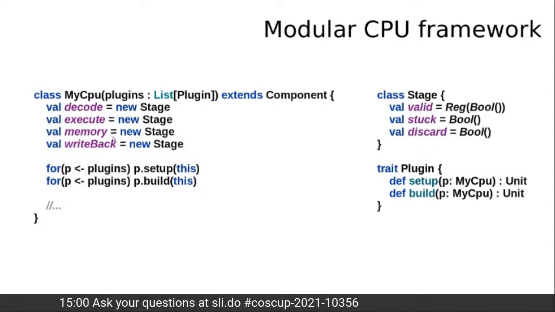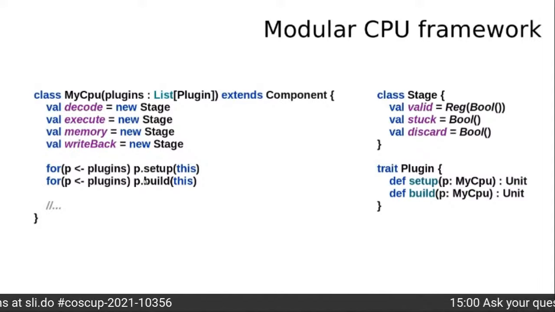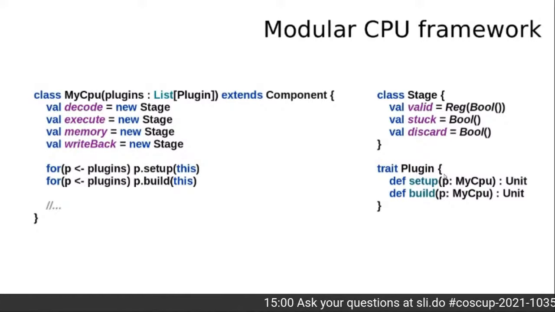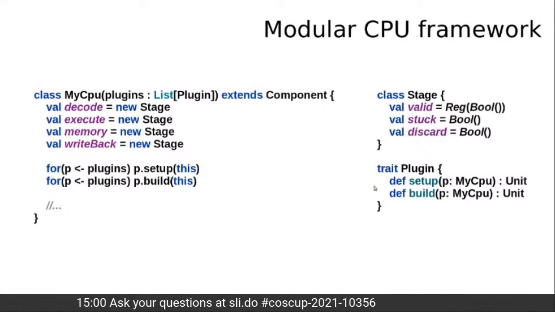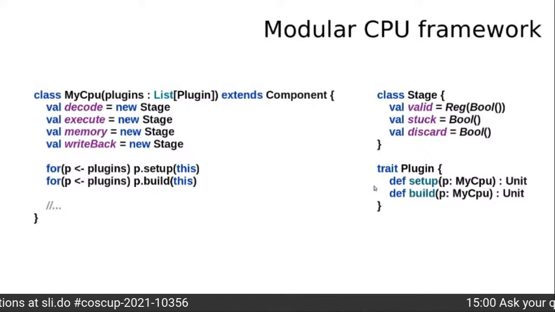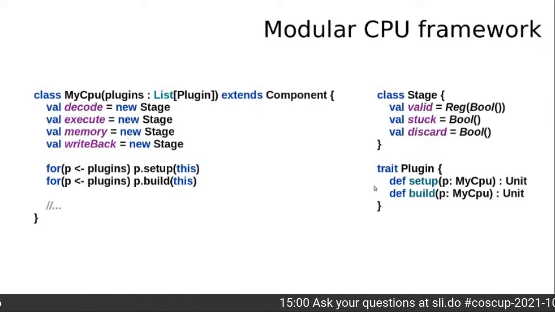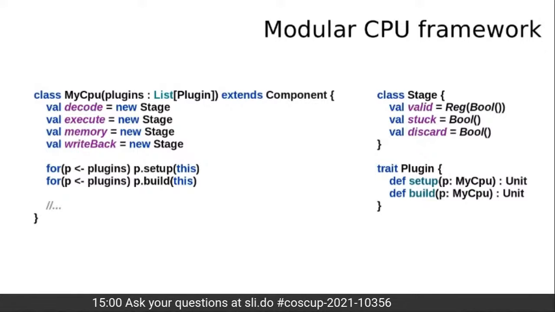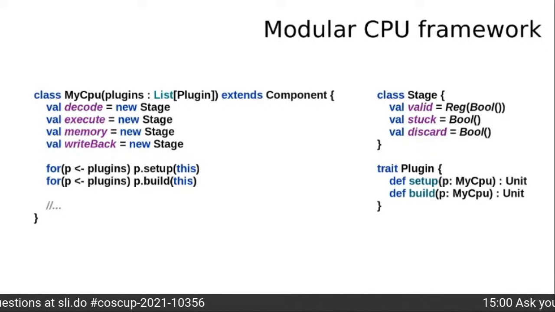And then in the CPU, at elaboration time, we can call the setup function of all our plugins and then call the build function of all our plugins. And things will build themselves that way. And this is how VexRiscv was designed. So this is a simplified demonstration of it to make things more readable, but that's really based on that concept.